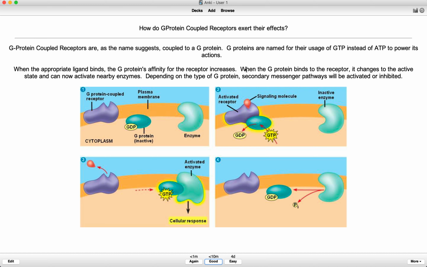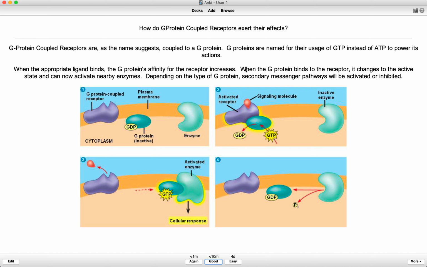Okay, so let's make sense of this here. We have a G protein coupled receptor, so we have a G protein that's inactive with an enzyme. When a ligand binds, the G protein's affinity for the receptor increases, so it will bind to the receptor using GTP, which turns it to an active state. And it's activating secondary messenger pathways to activate or inhibit.